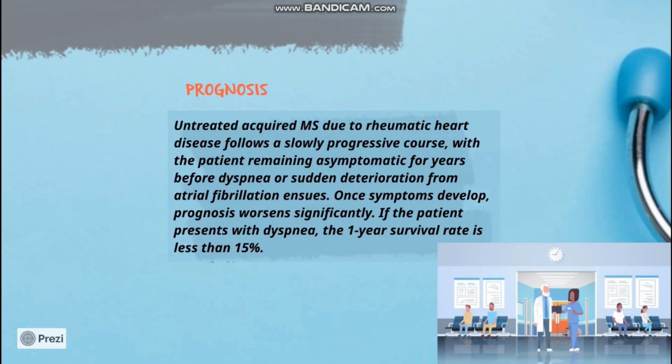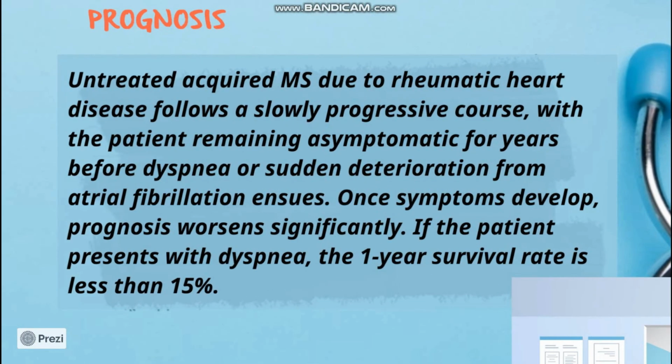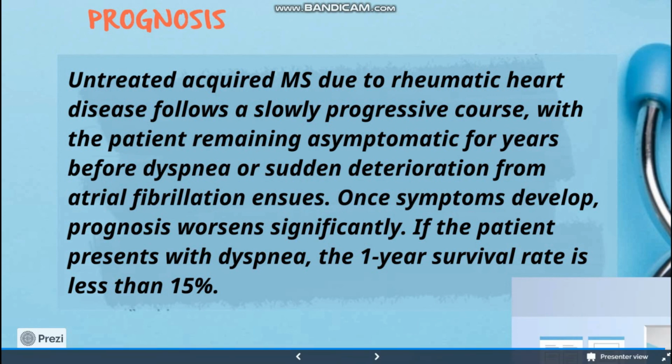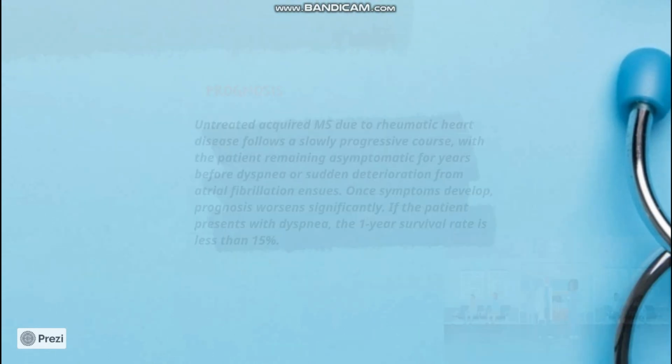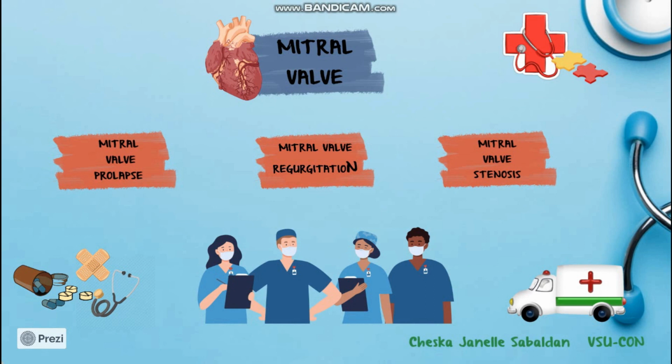Prognosis. Untreated acquired mitral stenosis due to rheumatic heart disease follows a slowly progressive course, with the patient remaining asymptomatic for years before dyspnea or sudden deterioration from atrial fibrillation ensues. Once symptoms develop, prognosis worsens significantly. If the patient presents with dyspnea, the 1-year survival rate is less than 15%. I will show you a clip to determine the differences between the disorders.